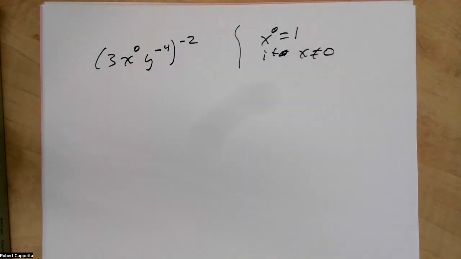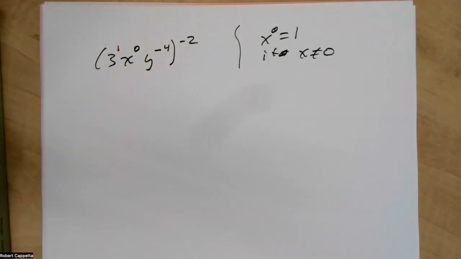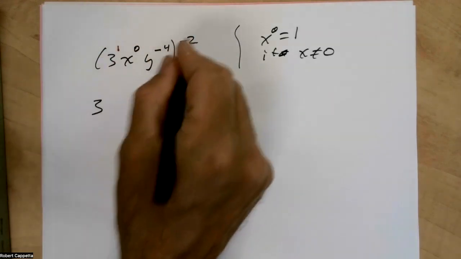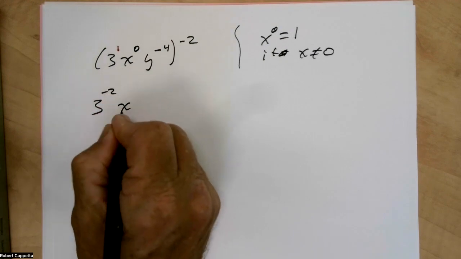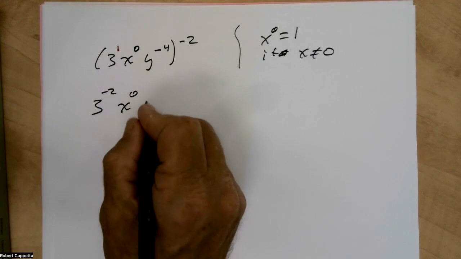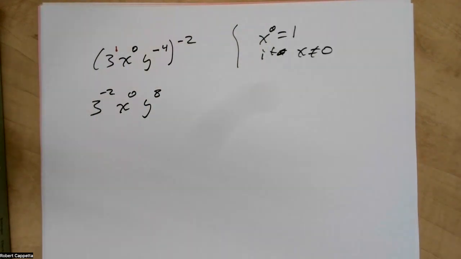But our rules here still work the same way. Give everything an exponent of 1. When you raise a power to a power, multiply the exponents. 3 to the 1 times negative 2, 1 times negative 2 is negative 2. X to the 0 times negative 2, that's x to the 0. Y to the negative 4 times negative 2, that's y to the 8.